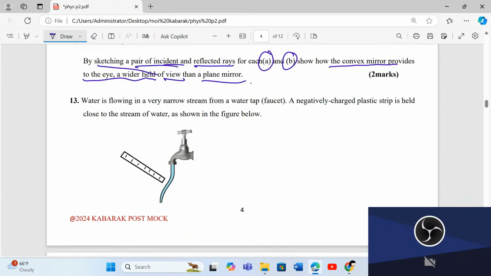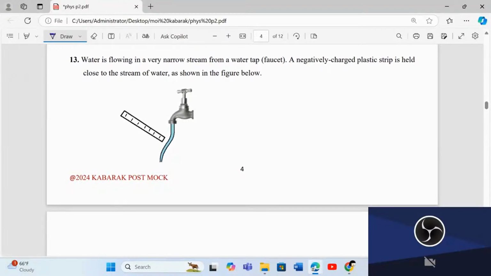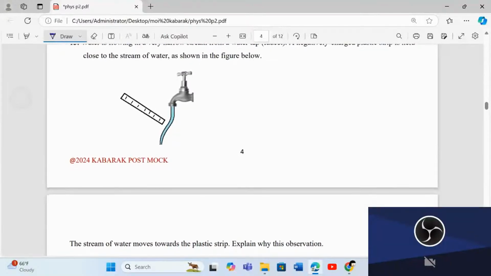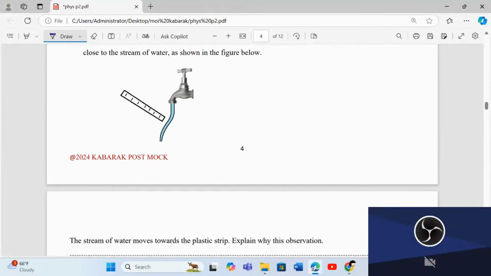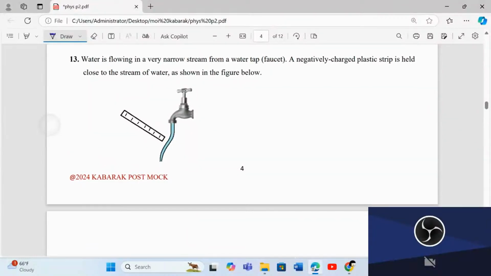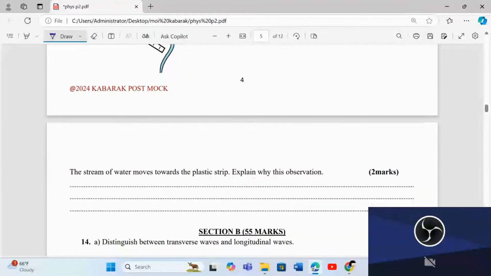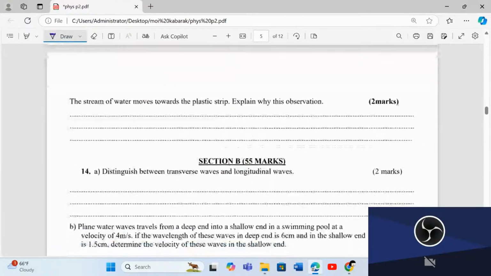Water is flowing in a very narrow water tap. A negatively charged plastic strip is held close to the stream as shown. Remember, this one is just being brought from the diagram. You can see that this stream of water is being attracted towards the plastic strip. We are told the stream of water moves towards the plastic. That is attraction. Explain why this observation.